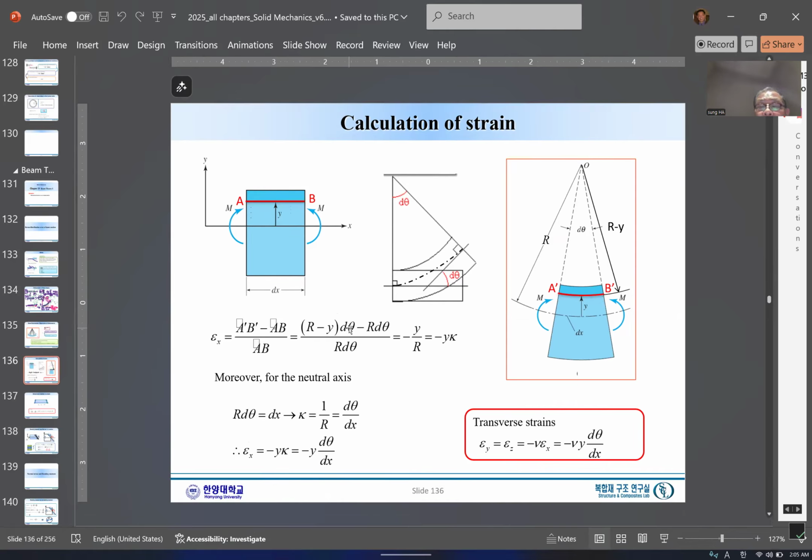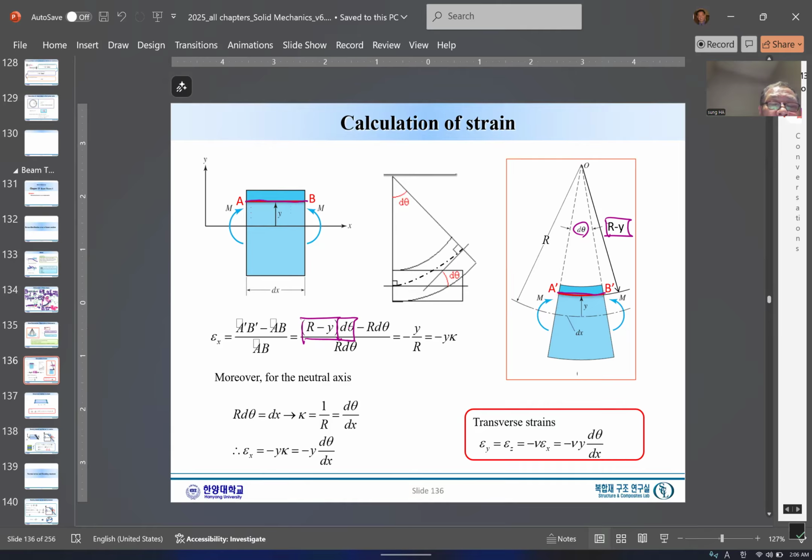I'm gonna use my laptop like this. Okay, so r minus y is this one, and then d theta will simply give us the length of a prime b prime. And then before deformation, this one length was like that.